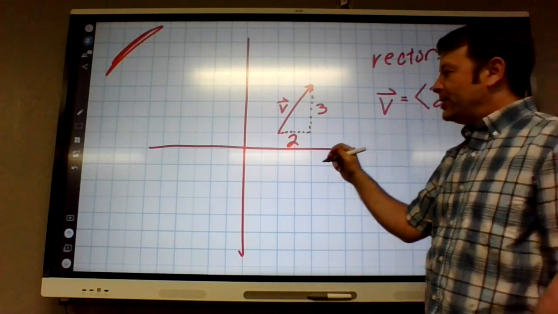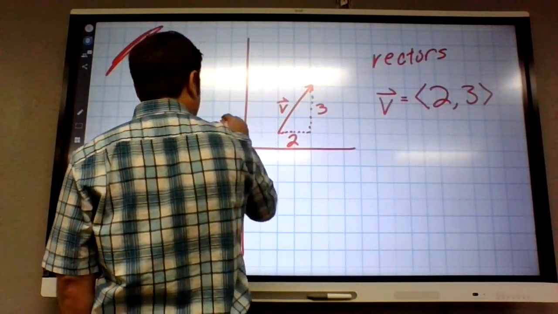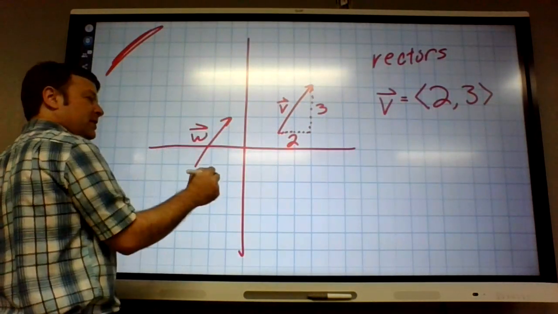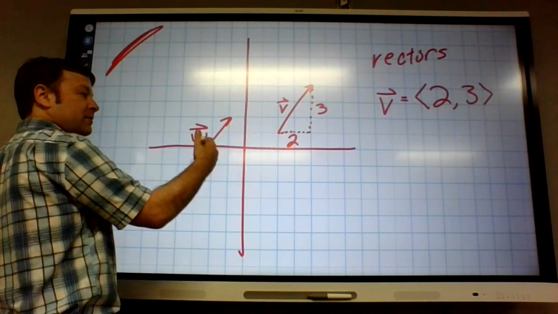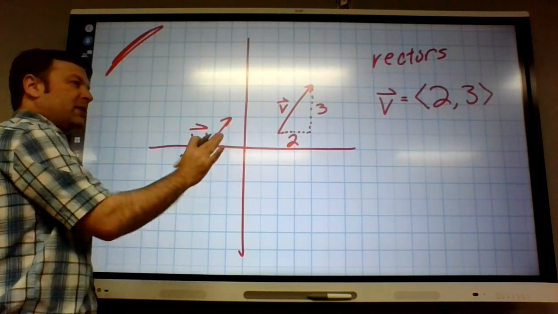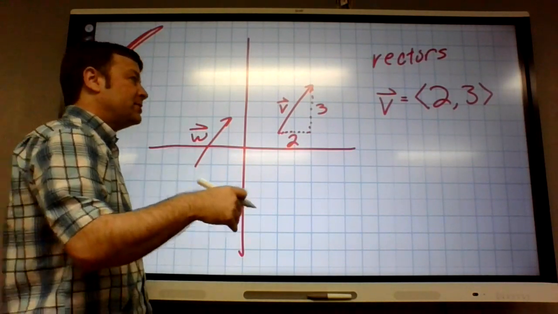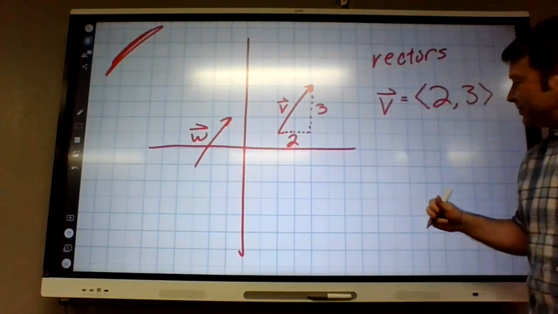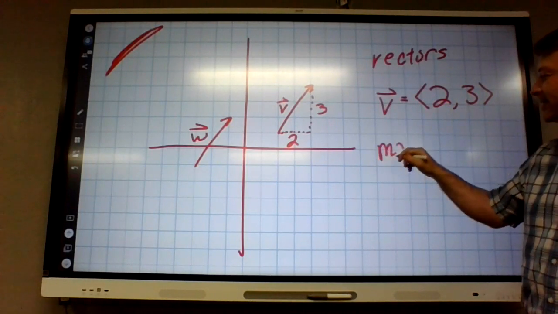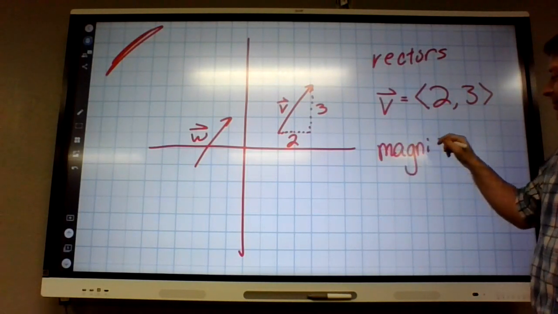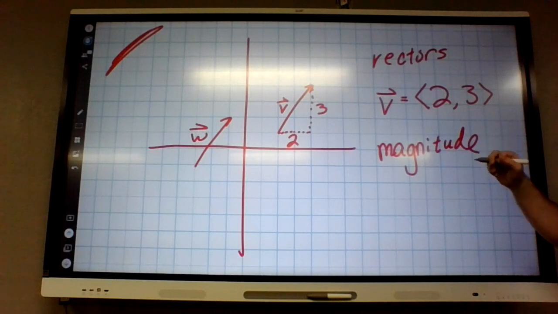Does it matter where it starts on the graph? No. If I have vector W over here, that's the same exact vector, <2, 3>. So there's not really a starting point. There's just a direction and a magnitude. Now, what do you guys think magnitude might mean? I don't think you're going to guess this. All magnitude means is the length of the vector.